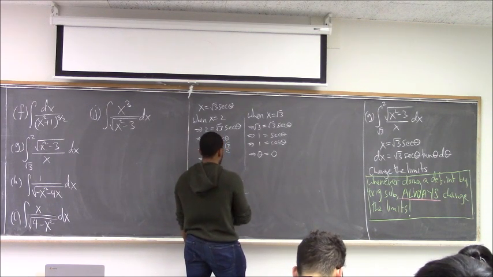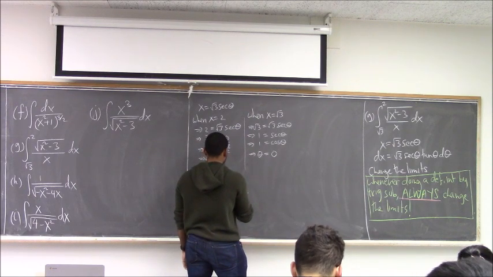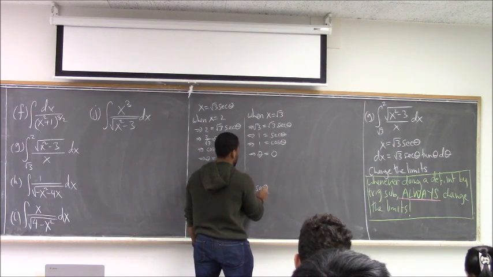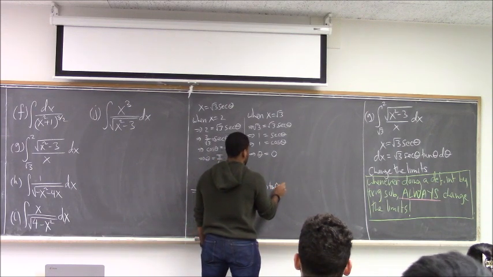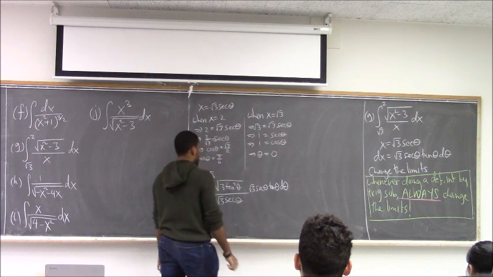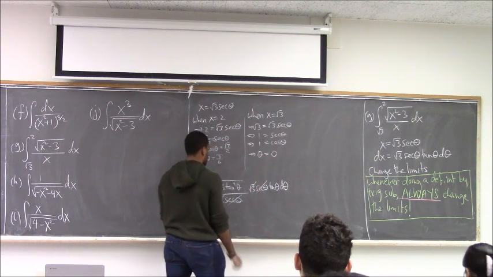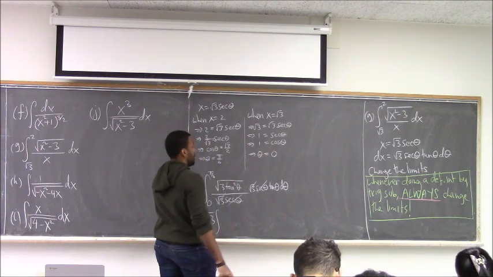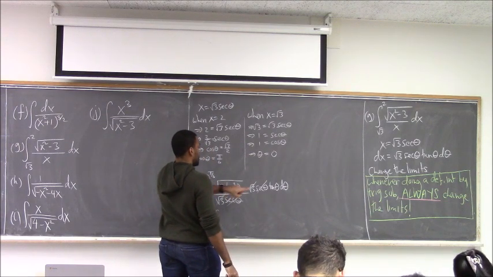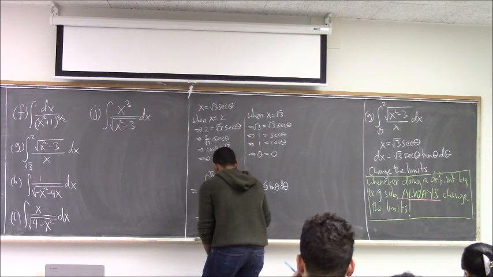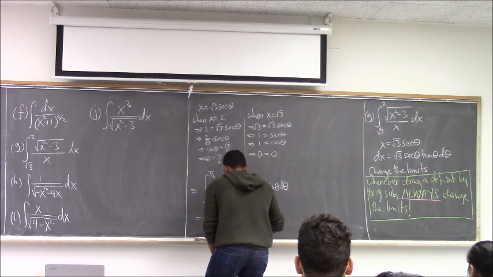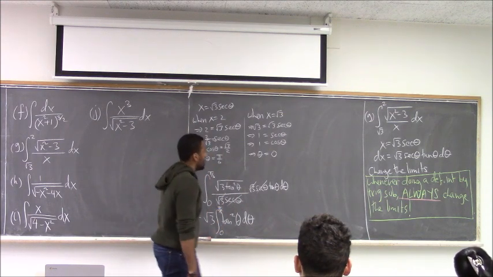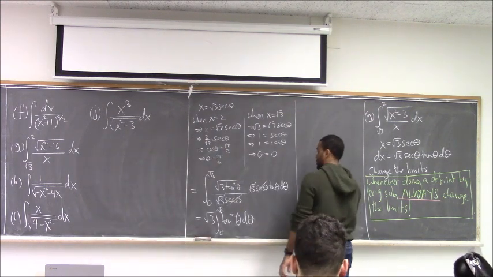The denominator here is going to be radical 3 secant theta. And your dx is going to be radical 3 secant theta tangent theta. So this cancels. And then I have radical 3, and then this would give me a tangent times a tangent, that gives me tangent squared, from 0 to pi over 6. How do I integrate tangent squared?